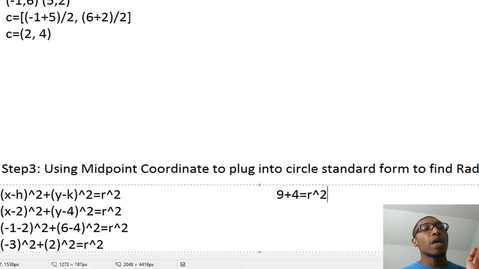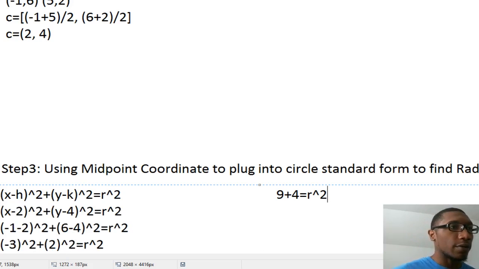And this is very important. Add those up, you get 13. That is not your radius. That is your radius squared. So you need to take the square root of that to get your radius. So we've got, whoops.